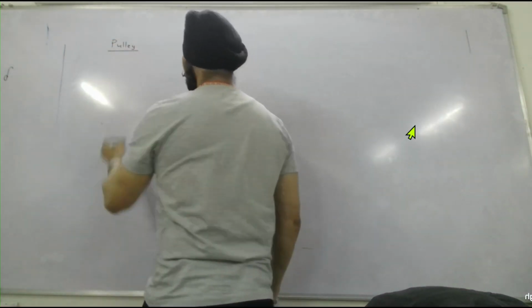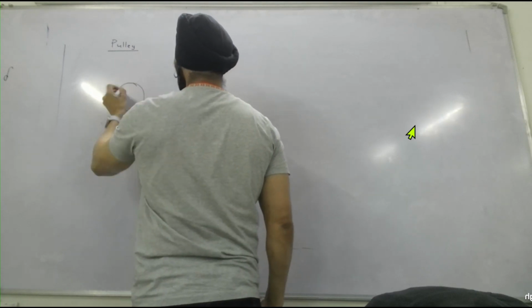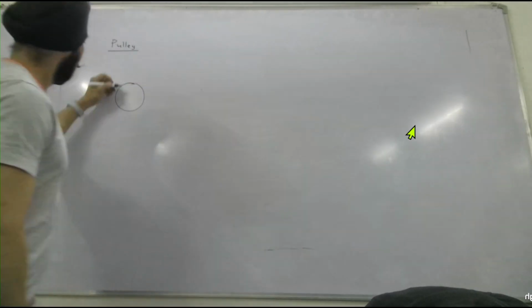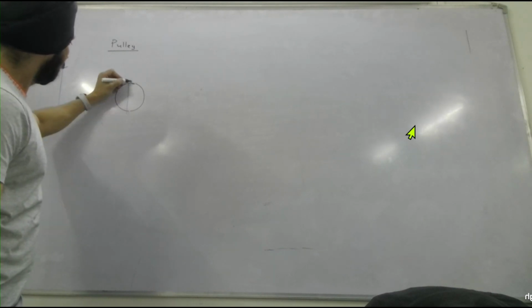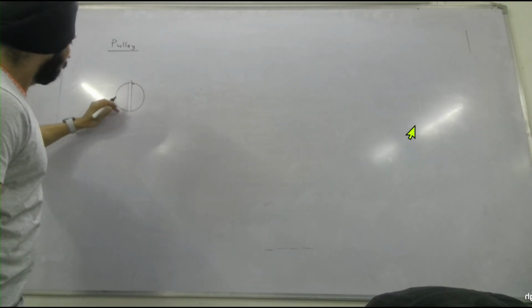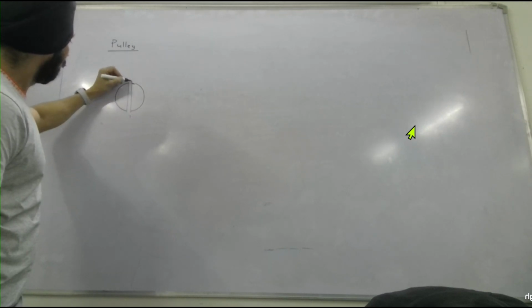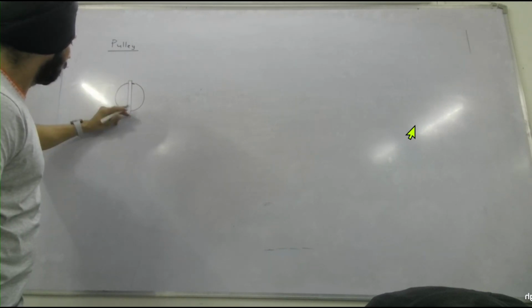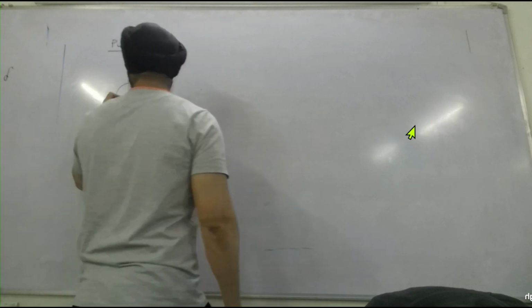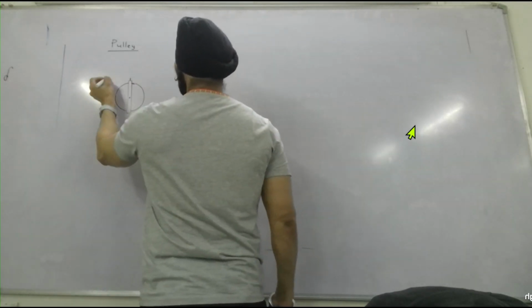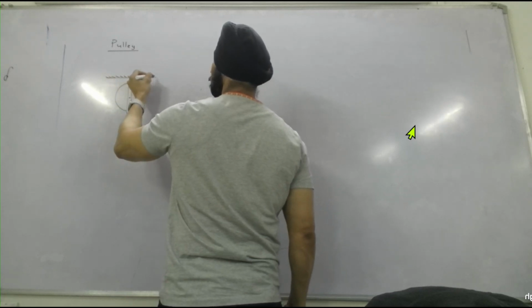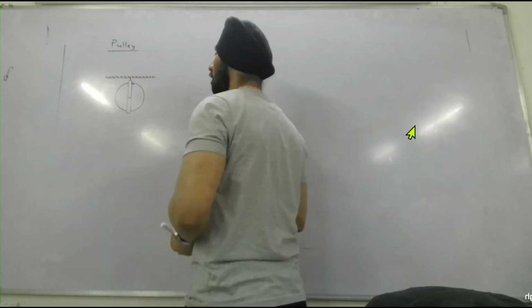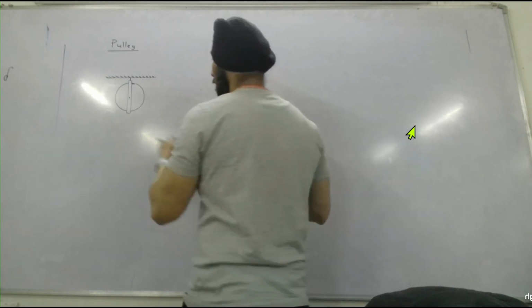What is a pulley? It is nothing but a circular disc. It can be made up of metal, plastic, or wood. Here is the fulcrum. It is attached to a fixed support, and the rope is going to pass through the groove of the pulley like this.